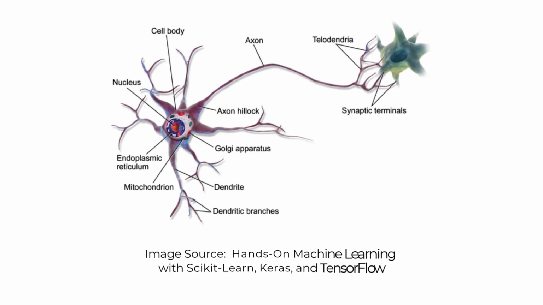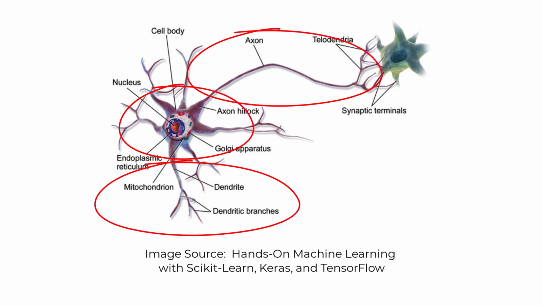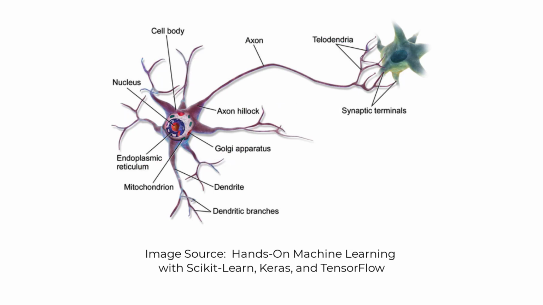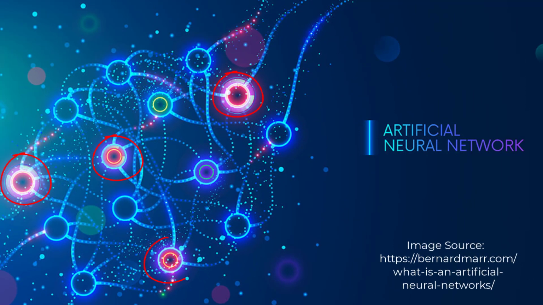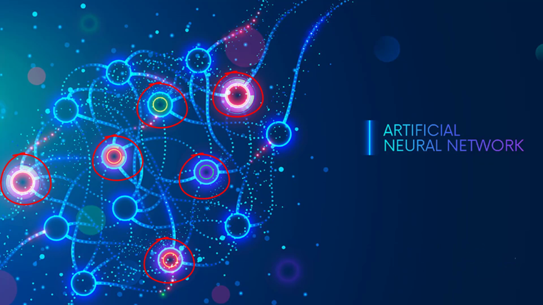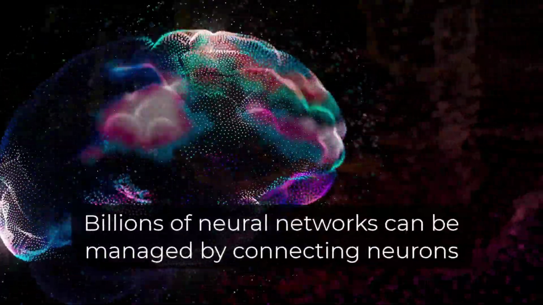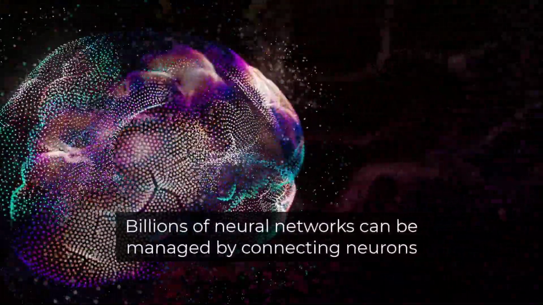Here is a biological neural network. I'm not a biologist, but let's go over this neuron. This neural network consists of the cell body containing the nucleus, many branched dendrites, and a long axon. Notice that the length of the axon is much longer than the cell body. The axons are divided into many branches that combine with the dendrites or cell bodies of other neurons. Biological neurons generate electrical signals that travel along axons. If a neuron gets enough stimulation, it fires. In general, biological neurons work this way. This work may seem simple, but billions of neural networks can be managed by connecting neurons.